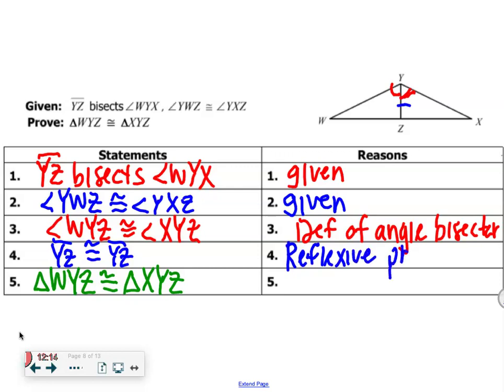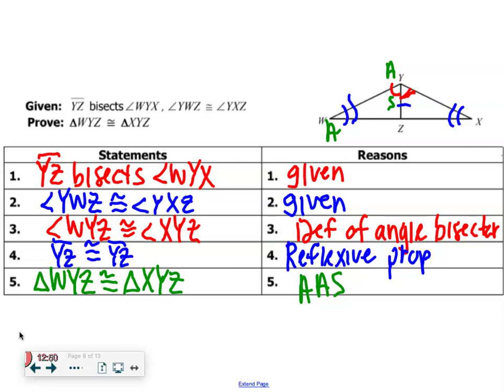Reflexive property. And then what other angle? If we labeled our parts, here's an angle, here's an angle, there's a side. Is it ASA or AAS? Is our side between our two angles or not between? Not between. So which one is it? AAS.